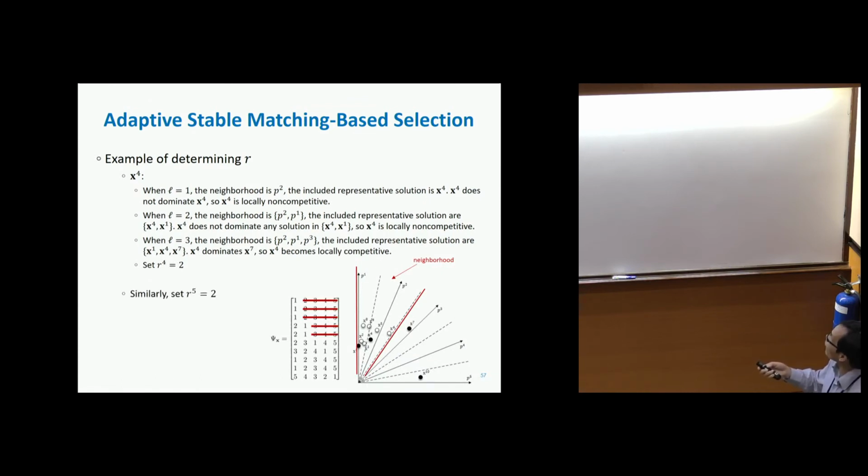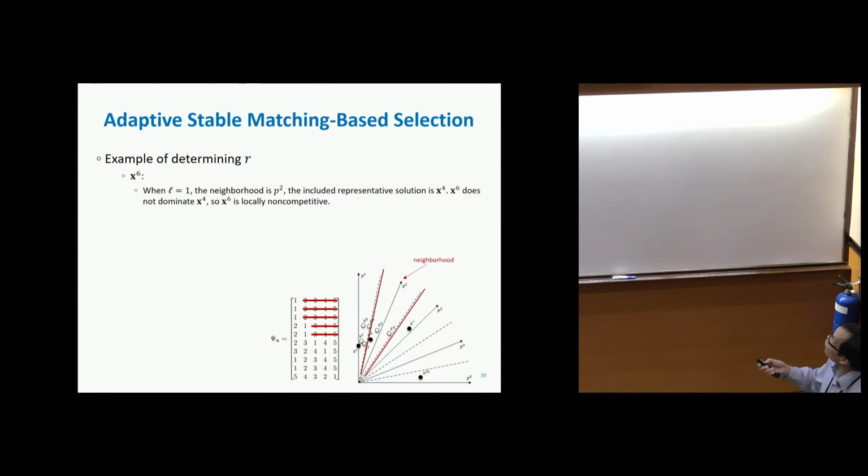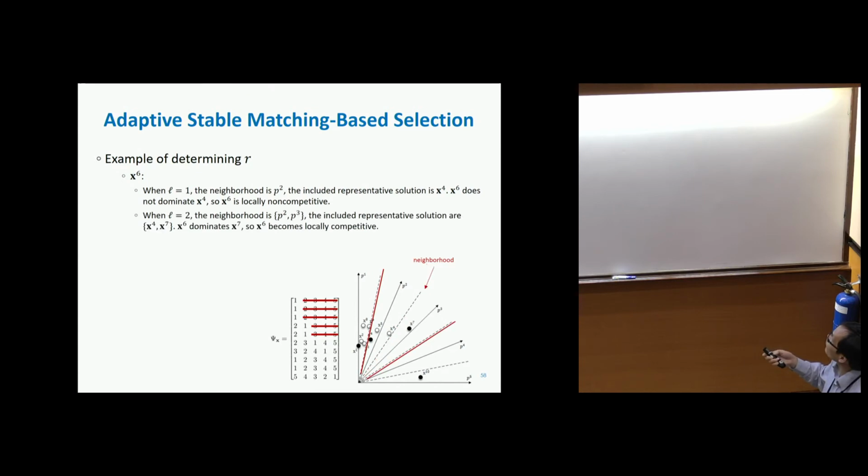Similar for R5. So for R6, for the x6 here, we start with P2. So P2 and P4, okay, x6 does not dominate x4. So x6 is non-competitive. So we increase it, P2, P3. So we have x6 dominate x7. So x6 becomes competitive. We stop. So R6 equals 1. So etc.